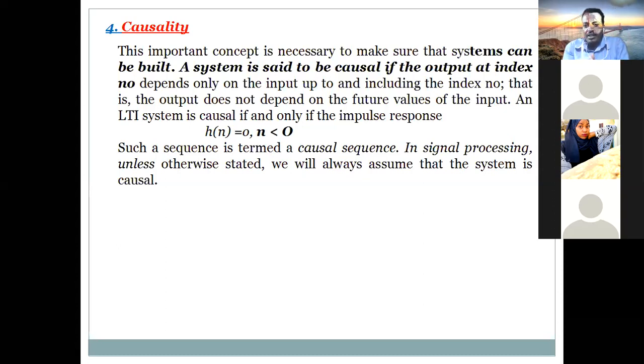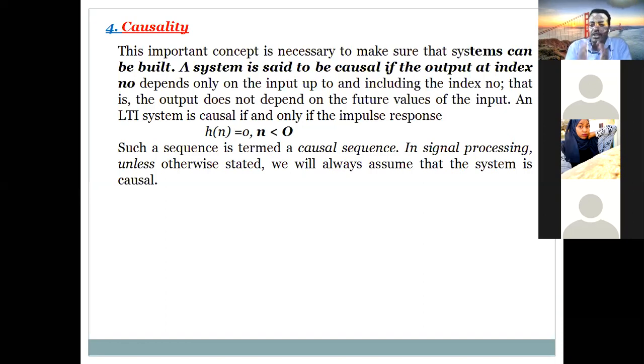Sometimes the output at the current time, at present time, depends on the past value and the present value. We call it a causal system. If the system output at present time depends on past and present inputs, not the future, only the past and present inputs affect the output, we call it a causal system. Almost all engineering systems are causal.